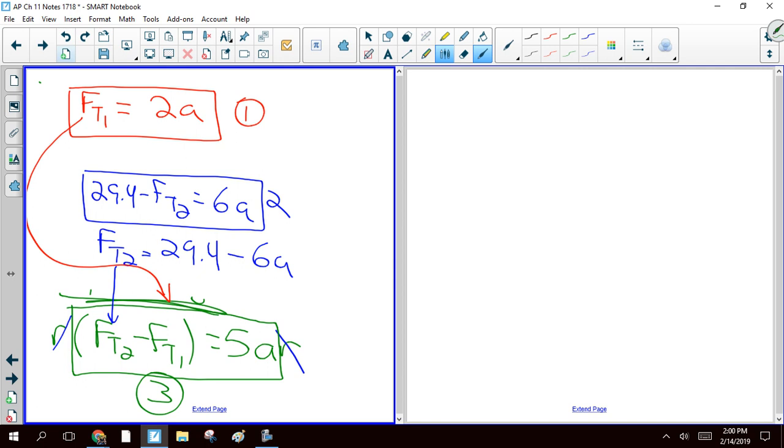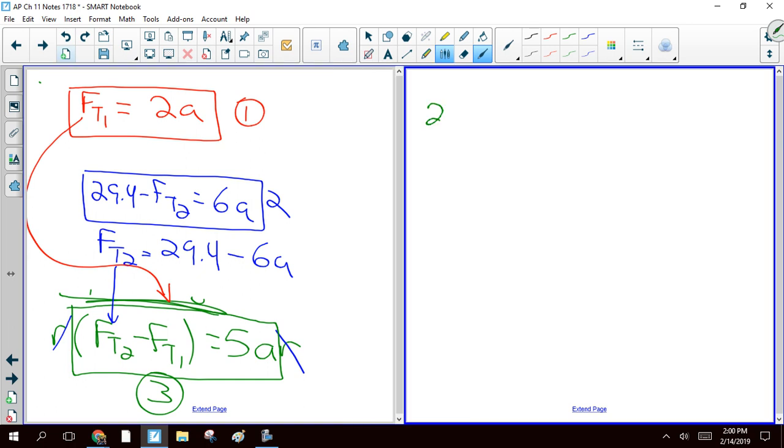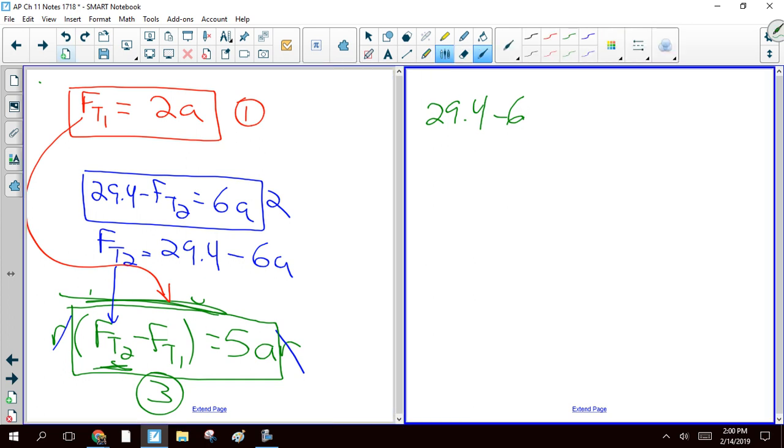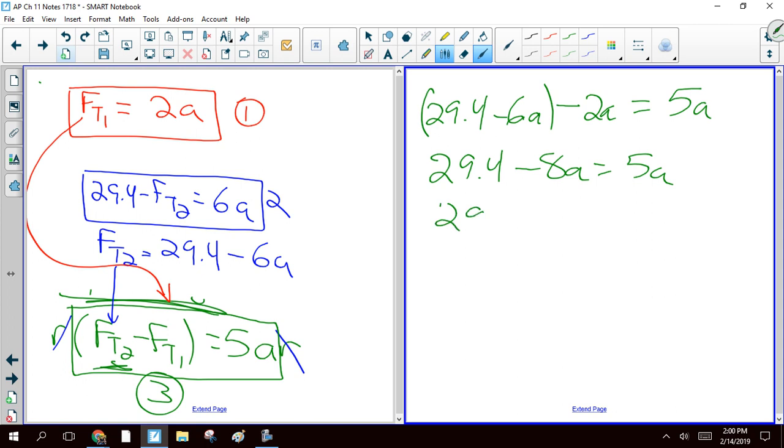If you do that, the green equation becomes: FT2 is 29.4 minus 6a, minus FT1, which is 2a, equals 5a. So 29.4 minus 8a equals 5a. 29.4 equals 13a. Divide both sides by 13, and a is 2.26 meters per second squared.